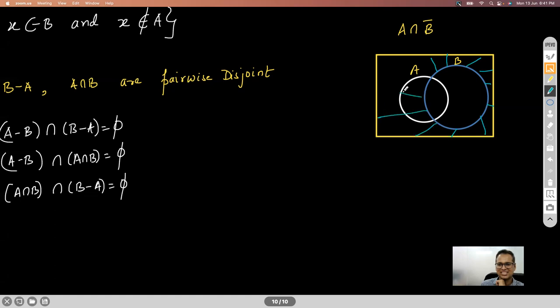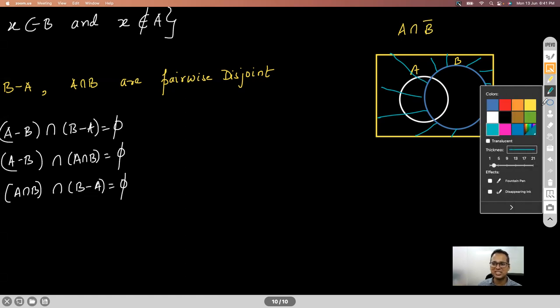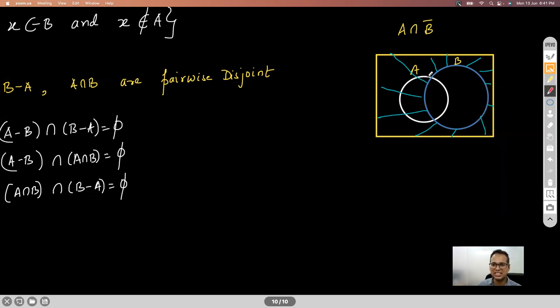Right. Now see the gray shading that you have done outside B, where does it intersect with A? So this is your A part. The gray region intersects with A only in this zone, correct? Which is actually your A minus B zone. That's why A minus B and A intersection B complement are the same. Clear? Okay.